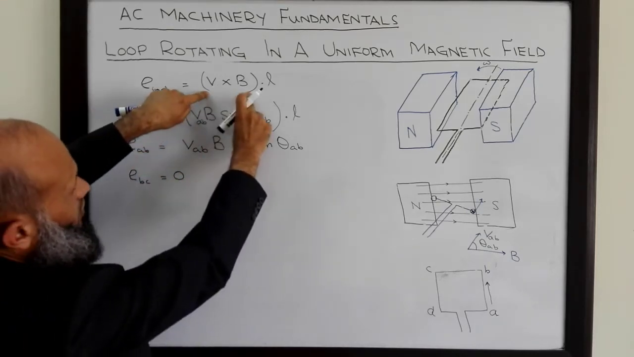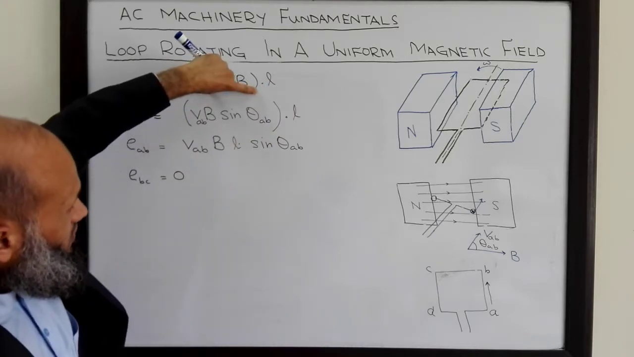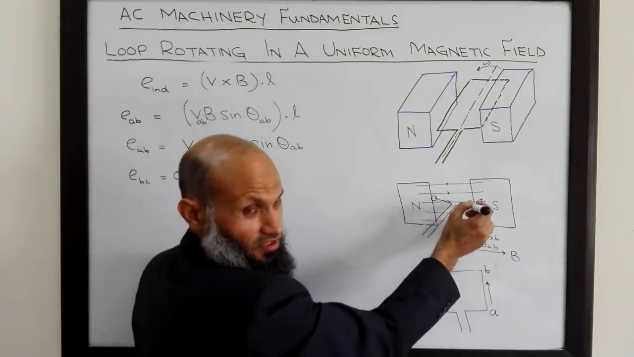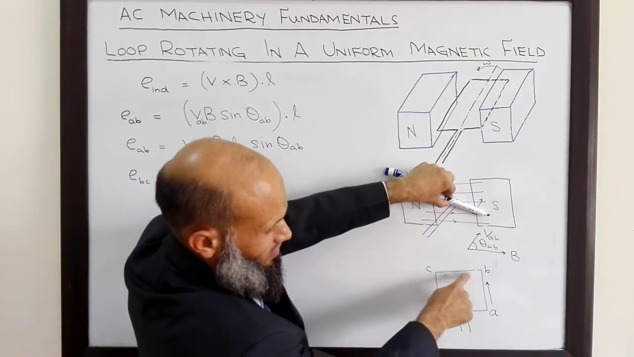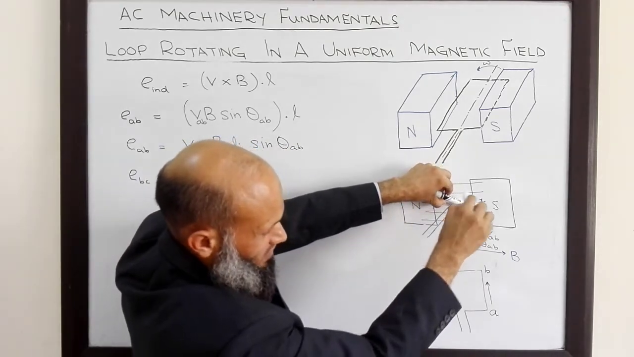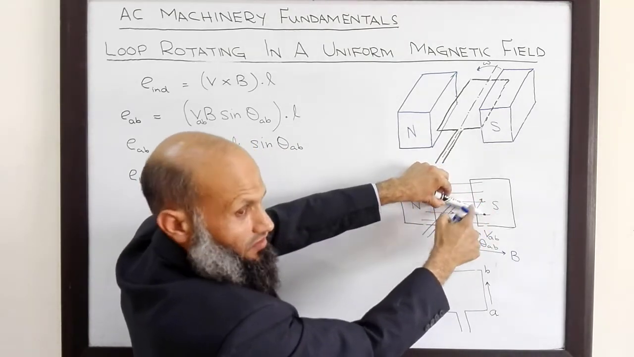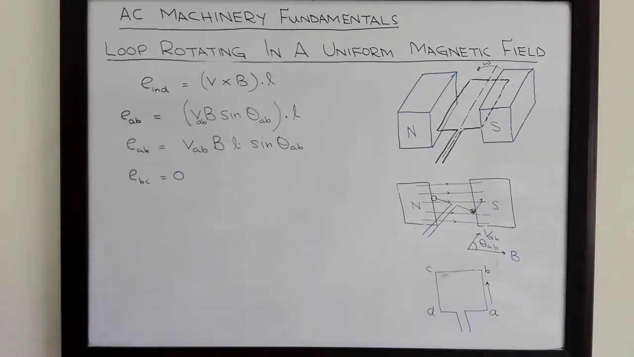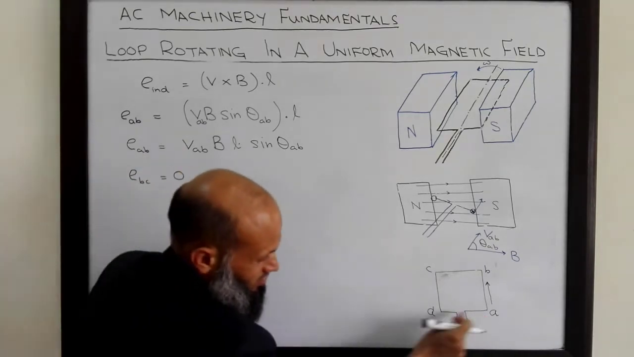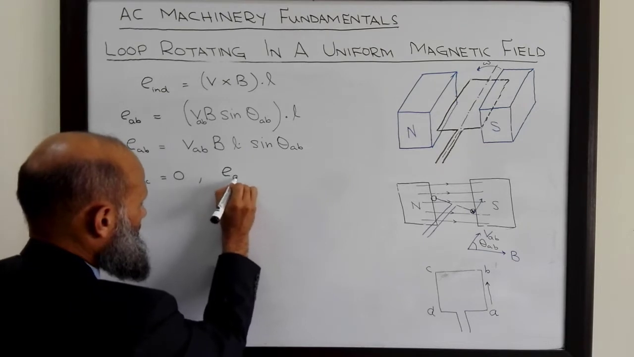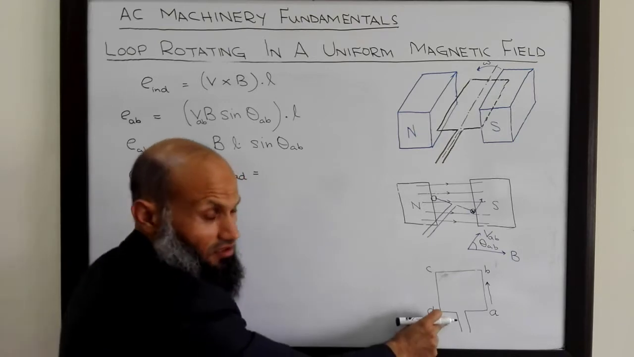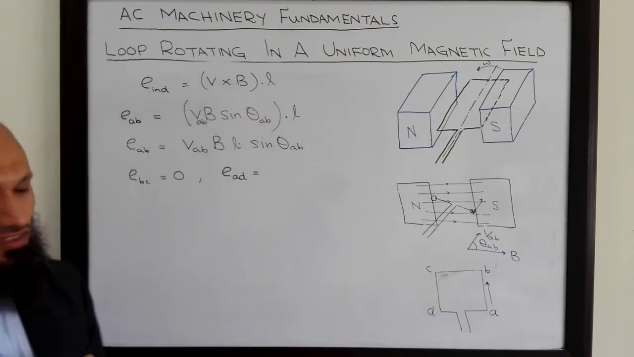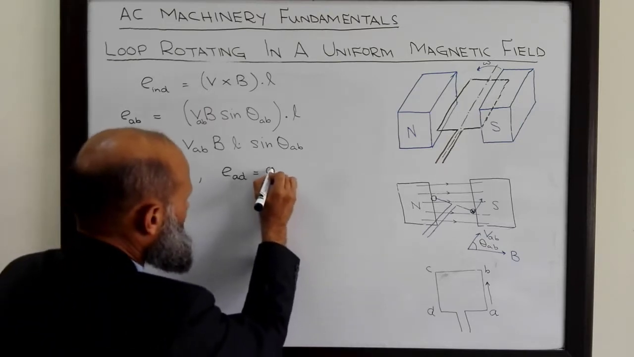Dot product of V cross B and L. The direction of V cross B is into the surface of the board, and the direction of L is along this conductor. So the two vectors, V cross B and the length vector, are perpendicular to each other. Therefore, no voltage is induced in this segment. Similarly, the same discussion applies for this side, segment AB. The length vector will be perpendicular to the cross product of V and B. Therefore, no voltage is induced in this segment.